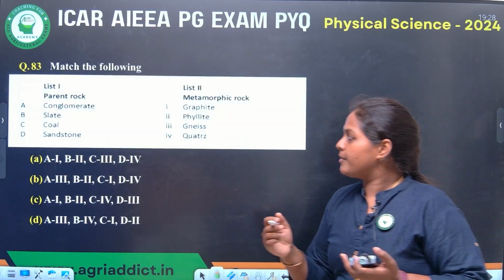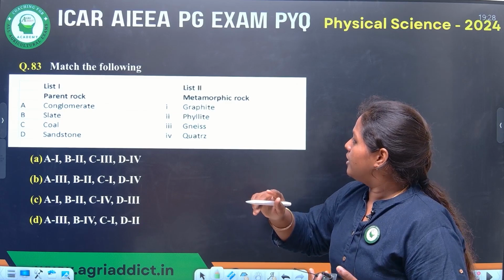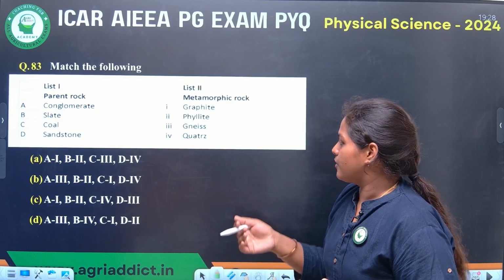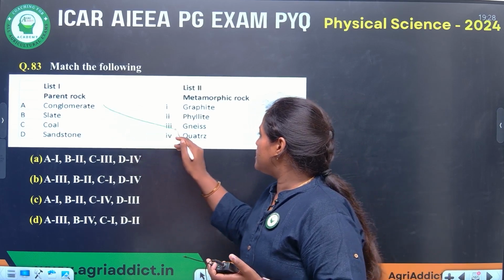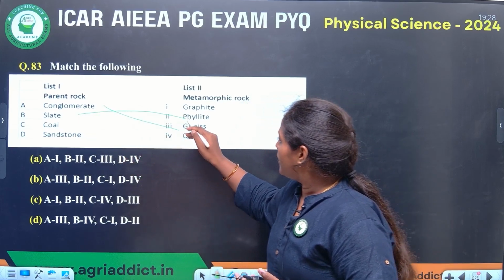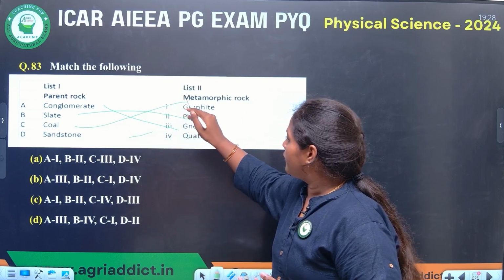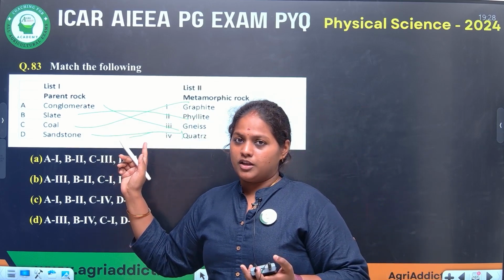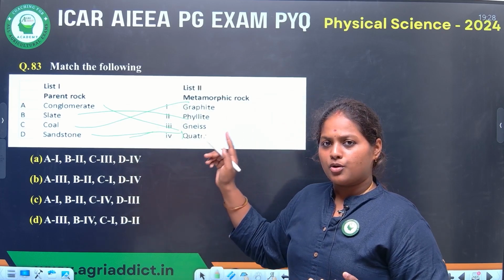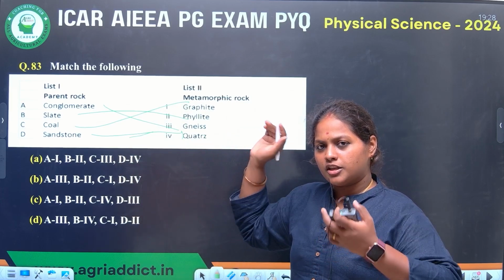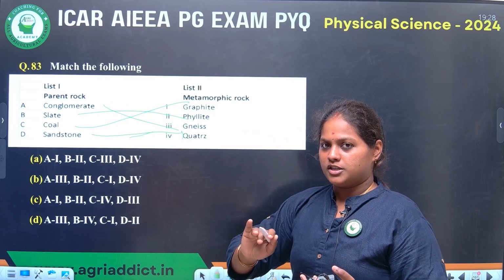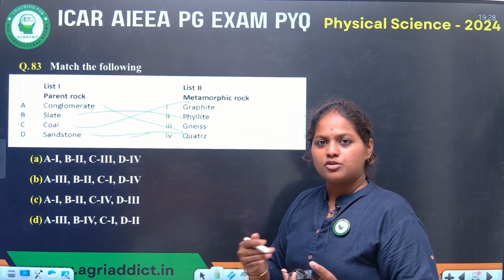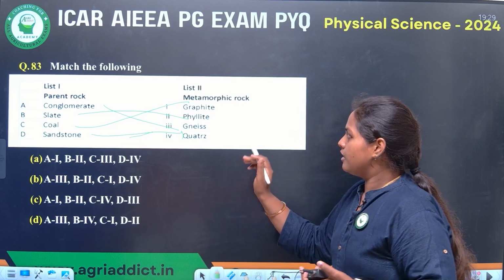Question number 83, match the following. They have given metamorphic rock and resulting parent rock and resulting metamorphic rock. Conglomerate, gneiss, slate, phyllite, coal, graphite, sandstone, quartz. This is again related to pedology, which I told you before. All the rocks, minerals, soil classification, everything you need to learn by heart from pedology. There is nothing to solve here. Everything you should read and remember.